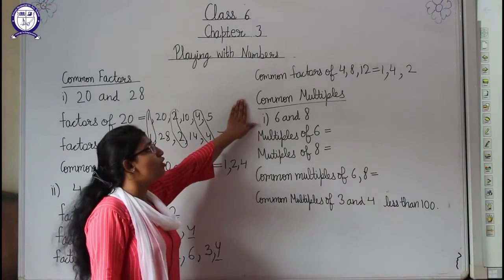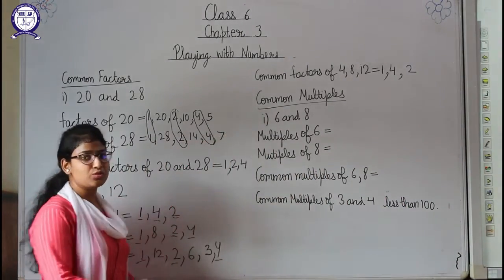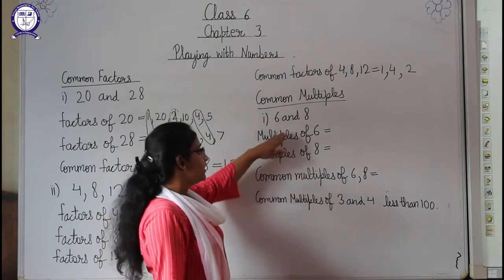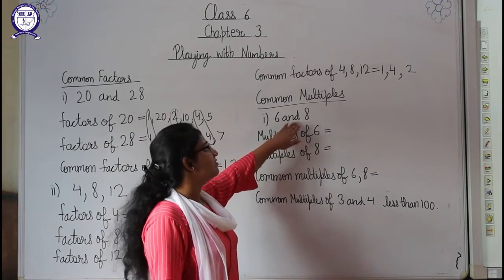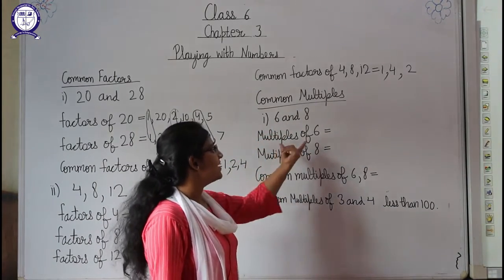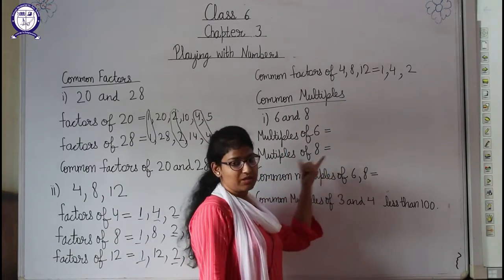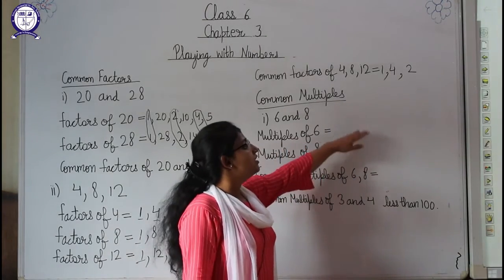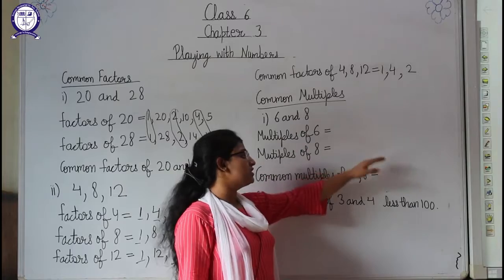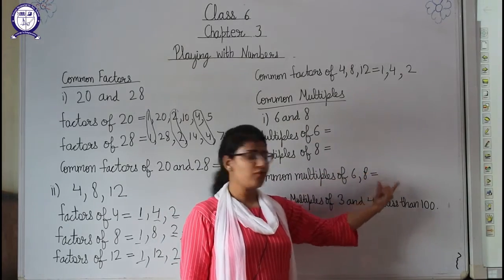Now we will discuss common multiples. What are multiples, students? As I have told you, here 6 and 8 are given and we have to tell the common multiples. Means we will find the multiples of 6, then we will find the multiples of 8. Then we will check the number which is coming in both the cases, and we will write them as the common multiples of 6 and 8.